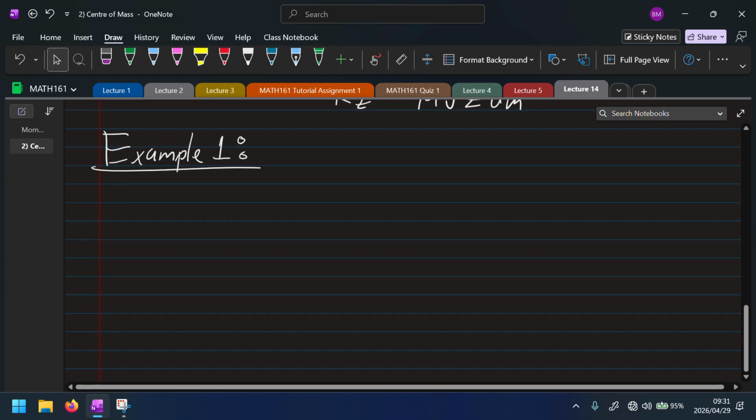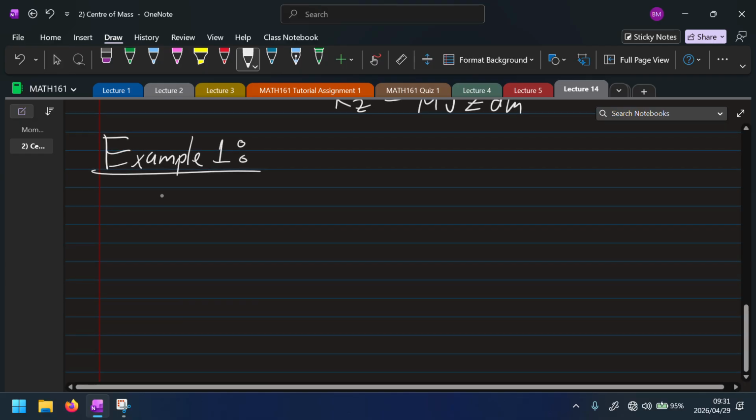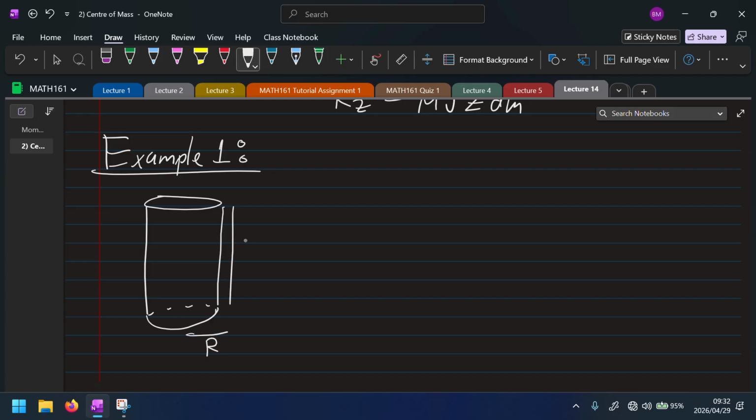Okay. So we'll look at one example in 3D, one example in 2D, and then I'll give you a homework problem. Okay, so example 1. Let's do something very simple. Back to the simple cylinder. It's a cylinder with radius r, height h. We want to find the center of mass.